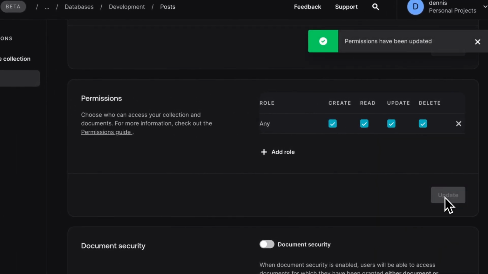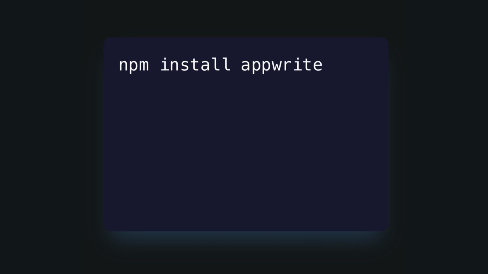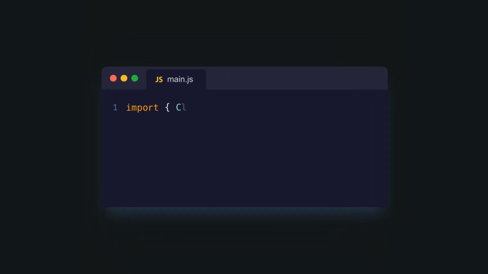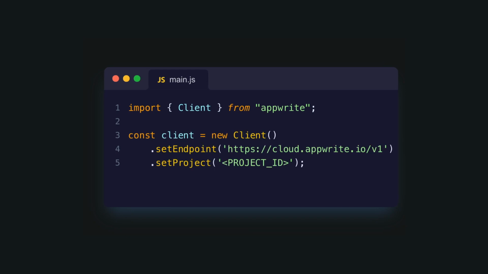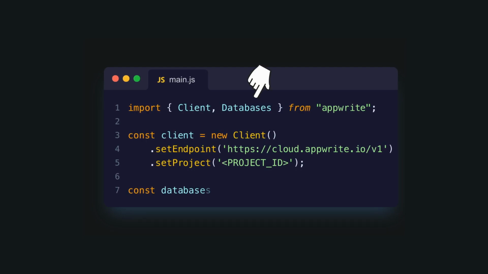Now, moving on to the front end, we'll start by installing the Appwrite Web SDK with an npm install, and then we can begin connecting things inside of our JS file. First, I'll import the client class from the Appwrite SDK, and then we'll make a connection to my project using the project ID and endpoint URL. Next, we're going to need a way to connect to our database, so we'll import the databases class and create a new instance with our client object, and from here, we can begin reading and writing to our database collections.